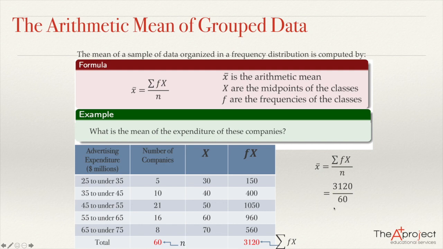And don't forget that the units here are millions of dollars. So this 3,120 is 3,120 millions of dollars. When you divide this, it is 52. So it will be 52 millions of dollars. As you see, it's very easy to compute the mean of grouped data. But let's see another example.